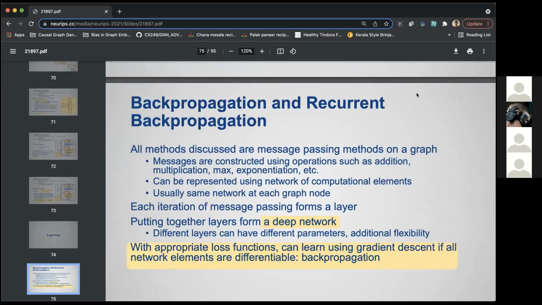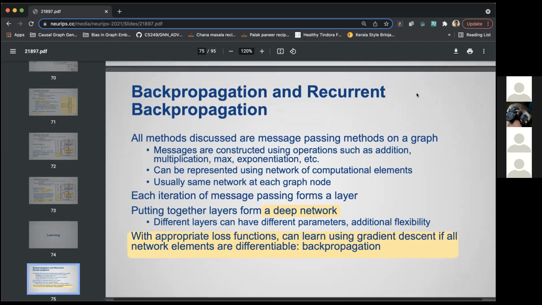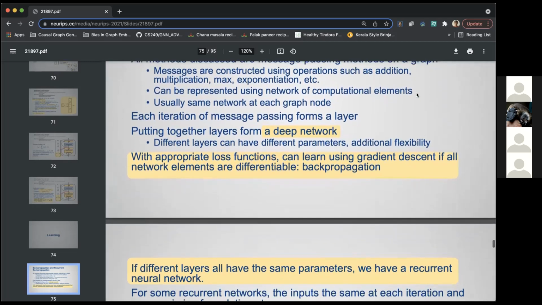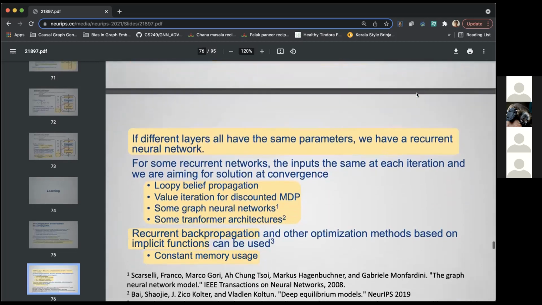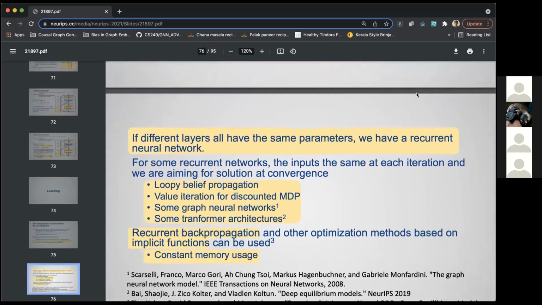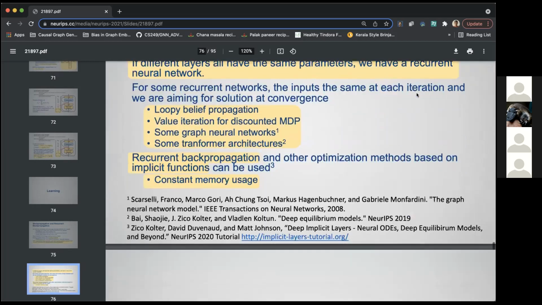So we have these methods: backpropagation, recurrent backpropagation. All the methods discussed are message passing on a graph, and putting layers together with these feed-forward neural networks, or the MLPs used to create new features for the next layer in a GNN, we can get a deep network, and we can use gradient descent, assuming all the network elements are differentiable with backpropagation. And like I said before, if all the different layers have the same parameters, we have a recurrent neural network, and recurrent backpropagation is a lot more efficient. We can use constant memory usage in this case.